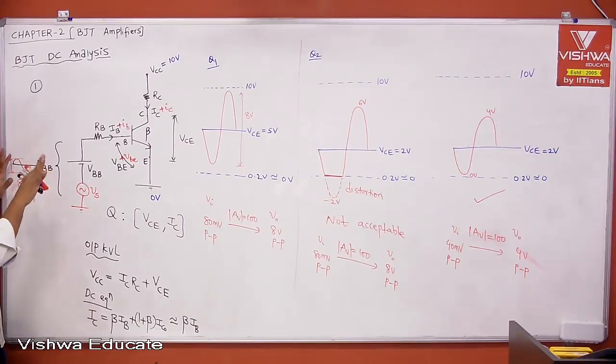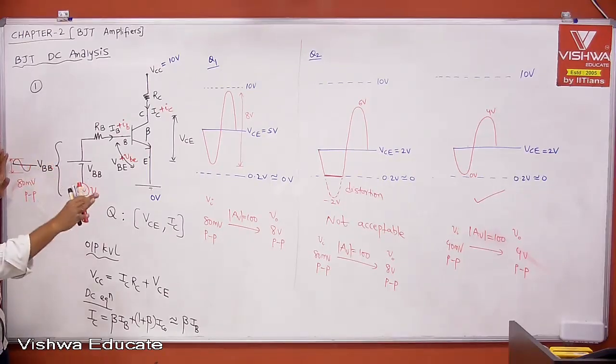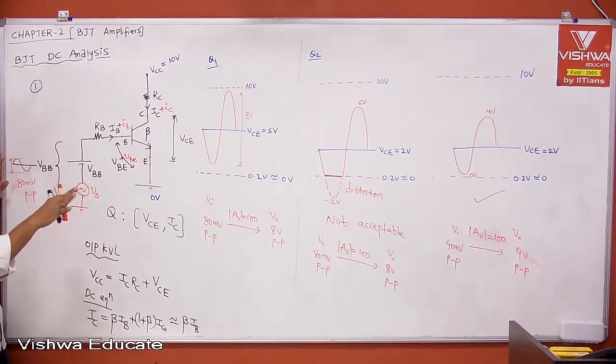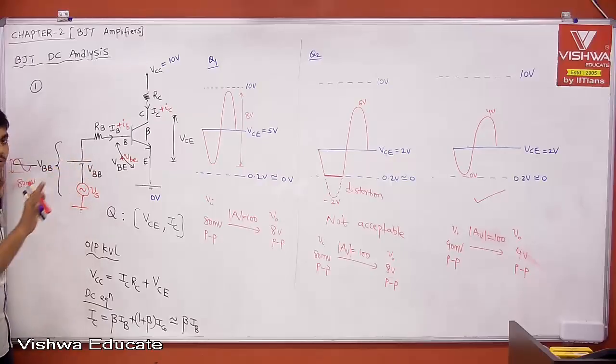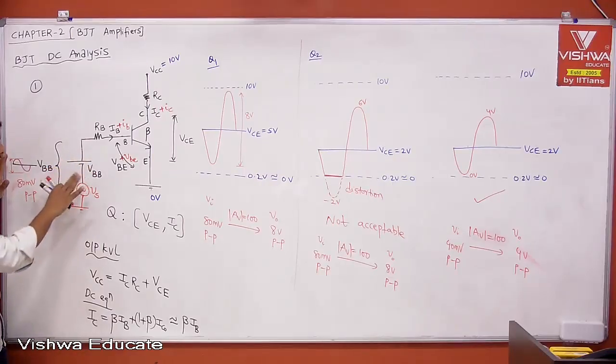DC plus AC. This is only DC analysis, just to understand the meaning of Q point stability. If Q point is not stable, what will happen to the AC signal? I just took AC signal on top of DC signal for your understanding. But ultimately, this is what is the coupling.